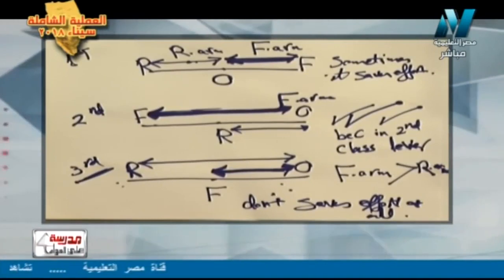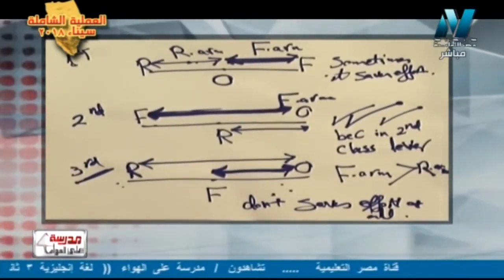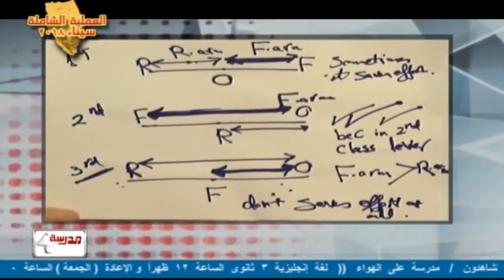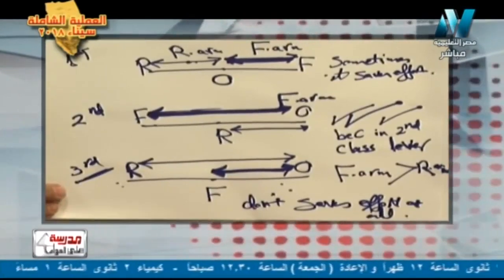Second class levers always save effort, or they are the best type of levers. Third class lever is the worst type in saving effort, but it has more than one other use, such as accuracy in performance or such as avoiding danger.